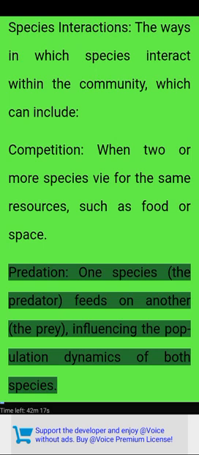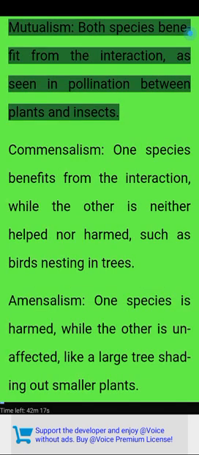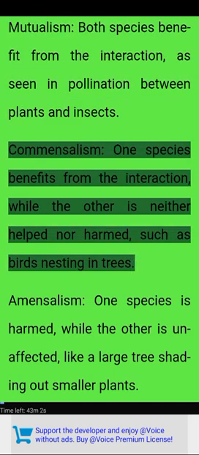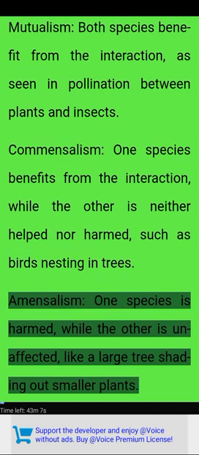Predation, one species, the predator, feeds on another, the prey, influencing the population dynamics of both species. Mutualism, both species benefit from the interaction, as seen in pollination between plants and insects. Commensalism, one species benefits from the interaction, while the other is neither helped nor harmed, such as birds nesting in trees. Amensalism, one species is harmed, while the other is unaffected, like a large tree shading out smaller plants.